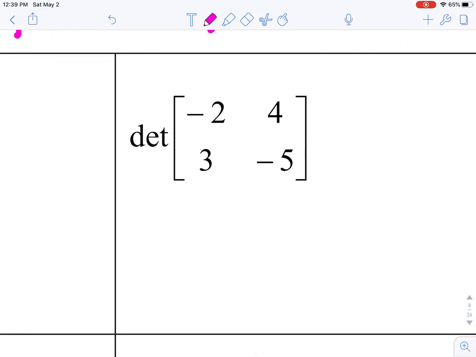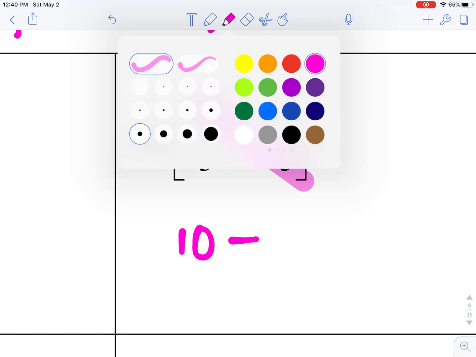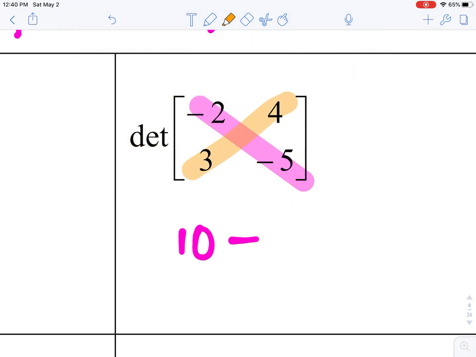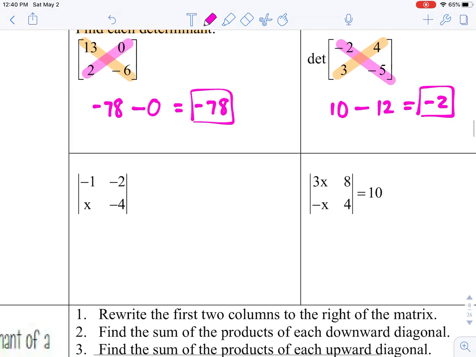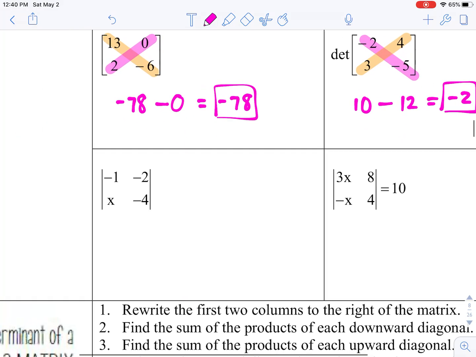For the next one, here they're using the vocabulary that says DET. So that's kind of a hint. They're saying find the determinant. We are going to do downs. Negative 2 times negative 5 is positive 10. Then we minus the ups. 3 times 4 is 12. And that simplifies to negative 2. Now, order matters when you multiply, so make sure you always do downs minus ups.